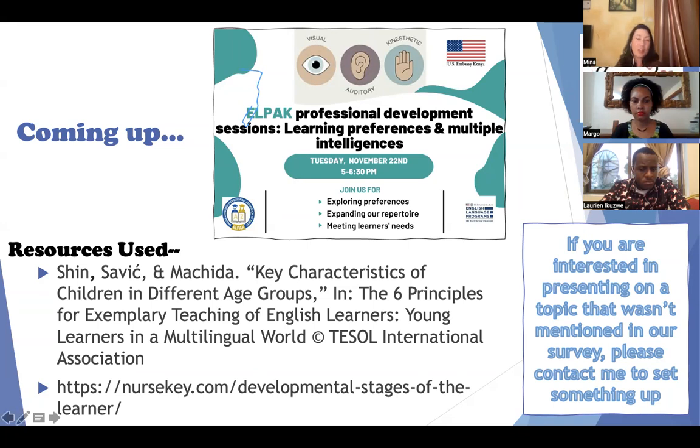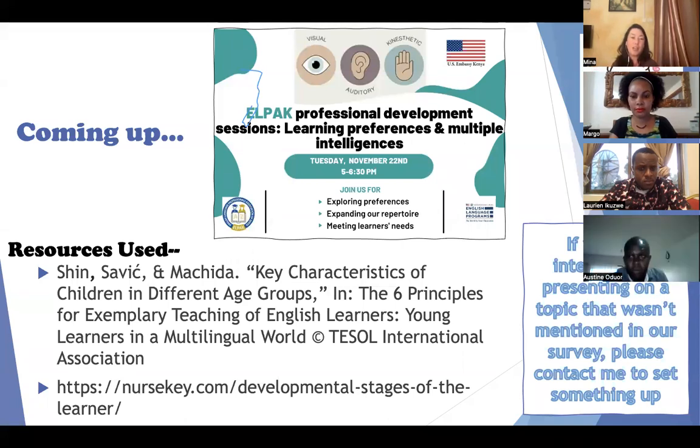In 2 weeks, we're going to continue on the topic of learner differences. We're going to be looking at learner preferences and multiple intelligences. So we'll look at these different preferences, things that we can do differently from what we normally do so that we can meet the needs of these learners. Two resources that were used for this are here, and Margot, I know you're a big fan of Joan Shin. She is one of the writers of this book, and she also has another book. Her specialty is young learners, but she's very interested in these characteristics of different age groups and how we can harness those characteristics.